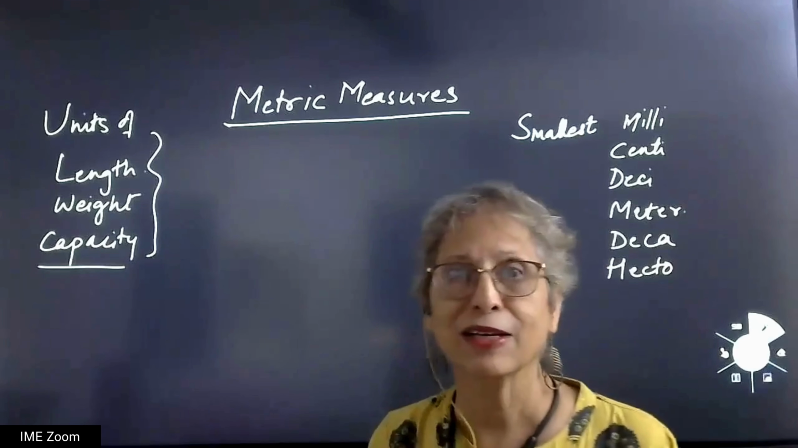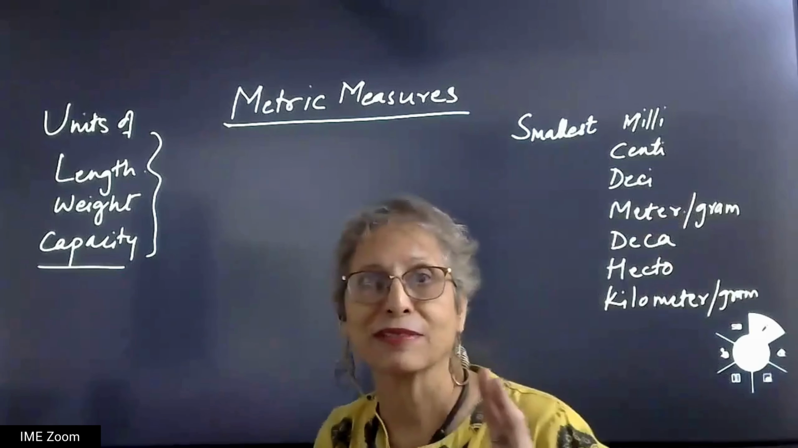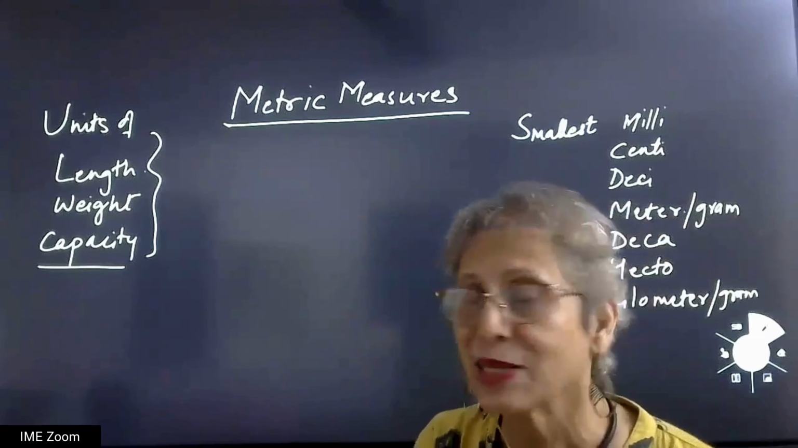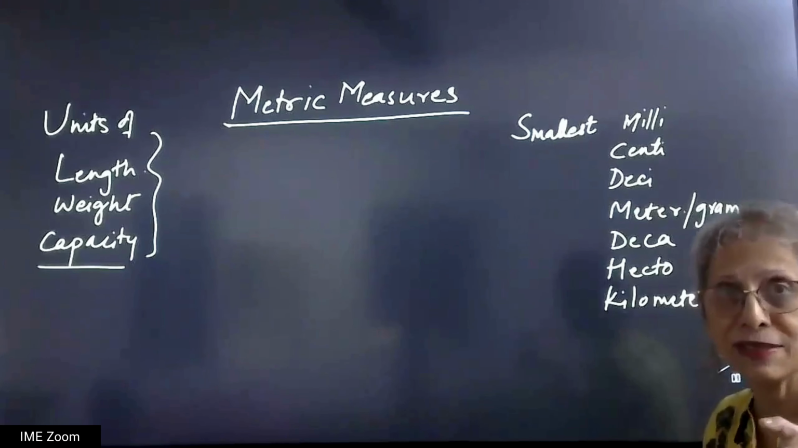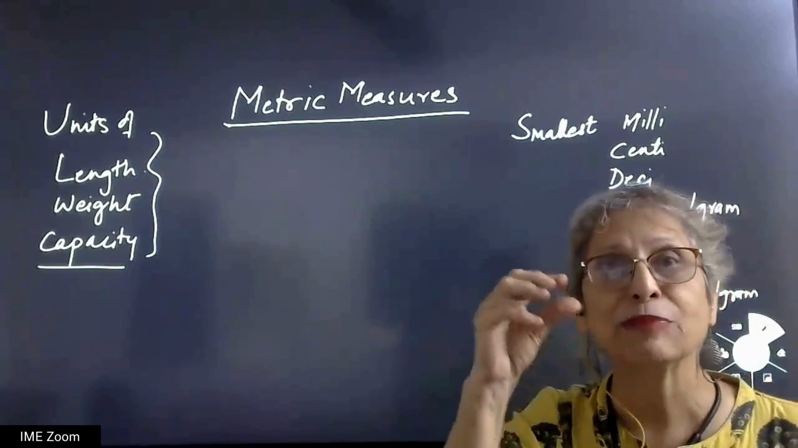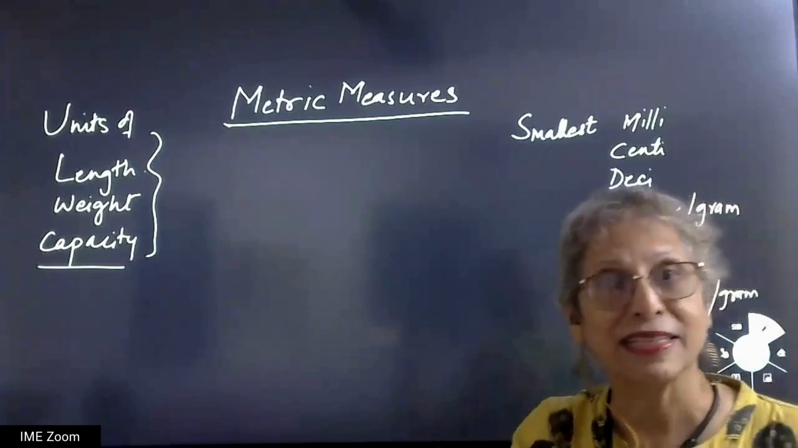Now for length, we have seen kilometer, meter. For weight it is the same: milligram, centigram, decigram, here it is gram, decagram, hectogram, kilogram. This is for weight. And then comes capacity, which is in liters and milliliters. You must have seen cold drink bottles, 200 ml. What is ml? ml is milliliters. So that is the smallest unit, 200 ml. Or medicine bottles, where they give the measurement of one dose, 5 ml, 10 ml, like that.